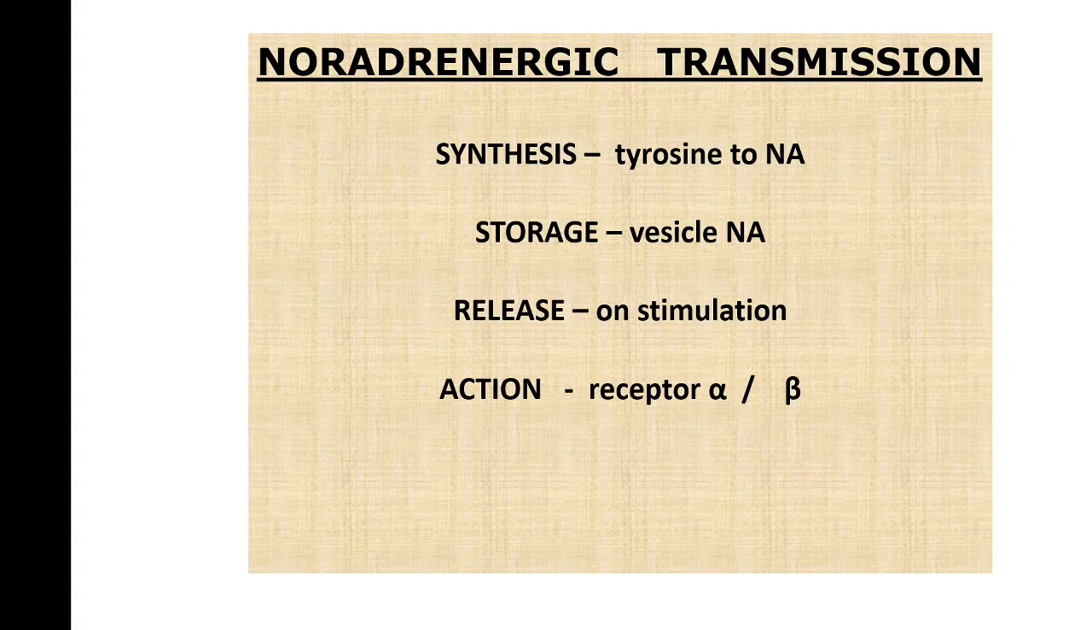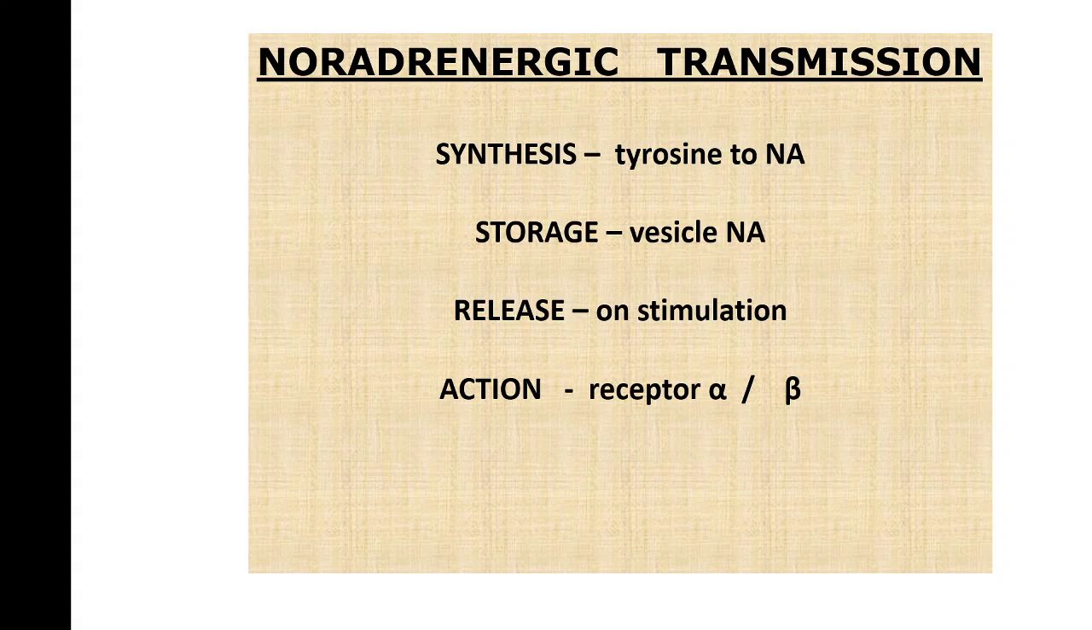Suppose in heart, noradrenaline will increase the heart rate by acting on beta receptors. In heart there are beta receptors, particularly beta 1 receptors. We will see. So the effect of noradrenaline acting on beta 1 receptors will lead to increase in heart rate.